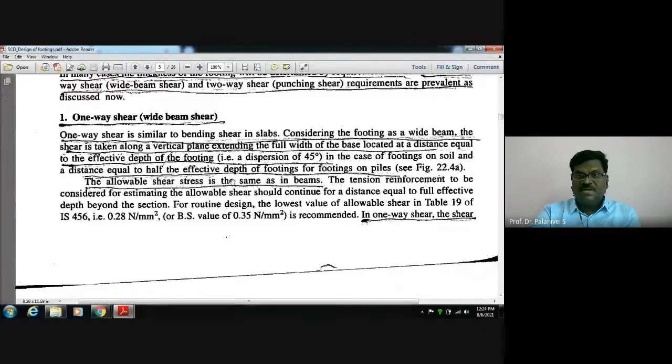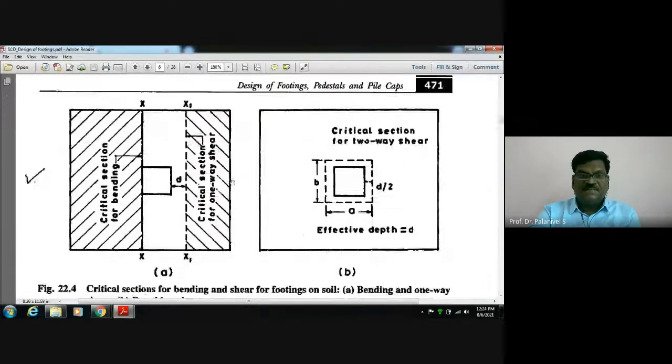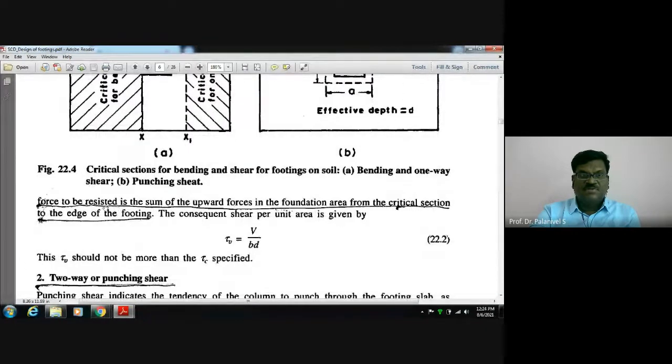In one-way shear, the shear force to be resisted is the sum of the upward forces in the foundation area from the critical section to the edge of the footing. That's it. Tau V equals V by BD. Tau V equals V by BD.